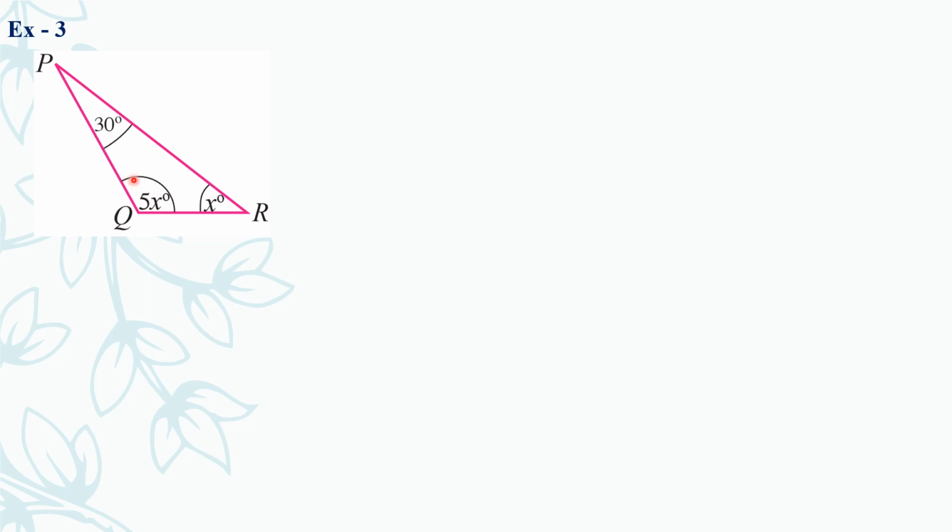First you have to find the value of x. Again you have to write a simple equation. x plus 5x plus 30 will be equal to 180. It is better if you can write unknown terms at the beginning of the equation.